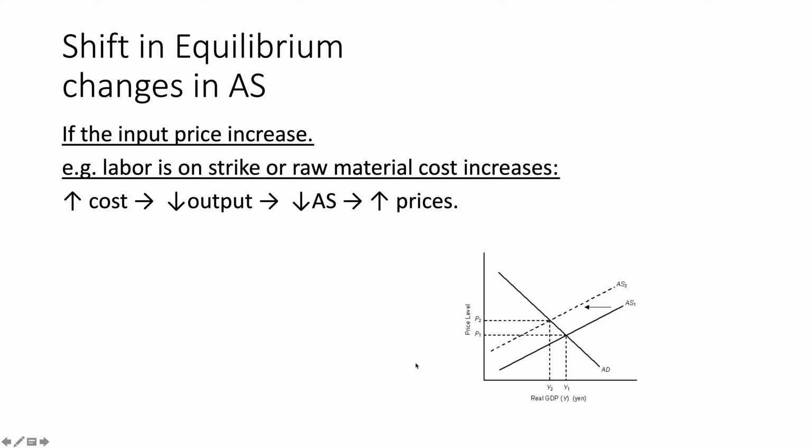Keeping in mind the rules are the same: increase in demand, upward shift; decrease in demand, downward shift; increase in supply, downward shift; decrease in supply, upward shift. So over here, since the aggregate supply reduces, there is an upward shift in the aggregate supply indicated by the arrow, prices are going to be higher but output is going to be reduced.